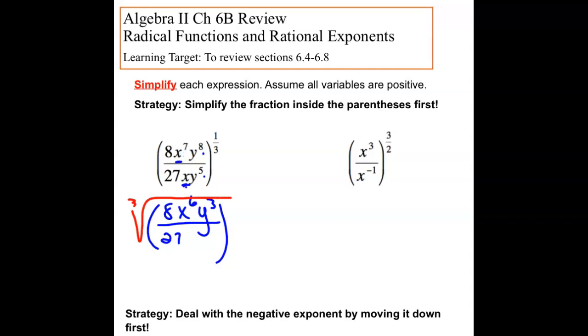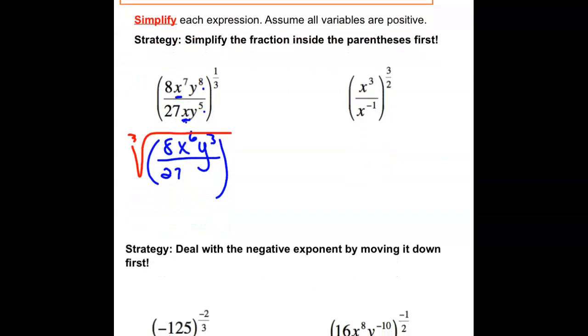We've done this type in the first half of Chapter 6. The cube root of 8 would give us 2. The cube root of 27 is 3. We have x to the 6th. We're using groups of 3, which makes 2 full groups. And for our y's, we have 3 of them being multiplied. When we cube root it, we get a single y.